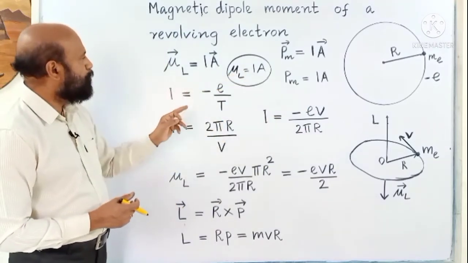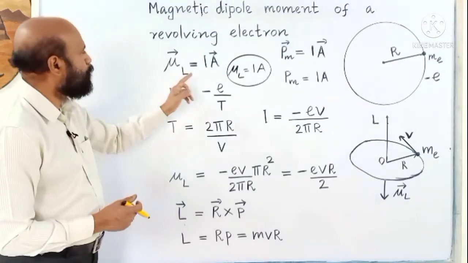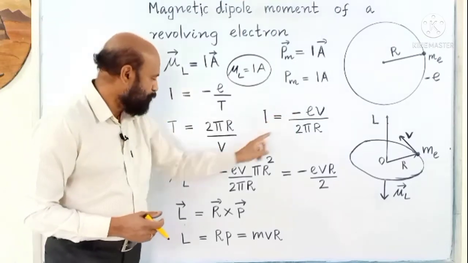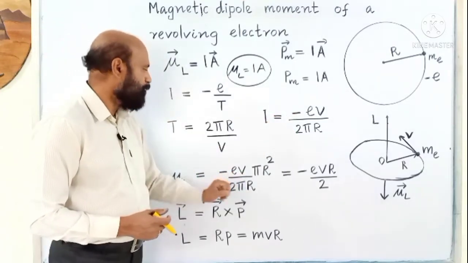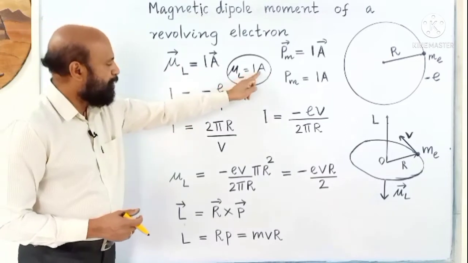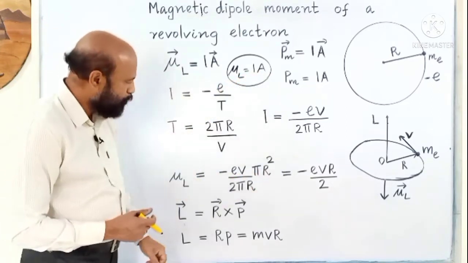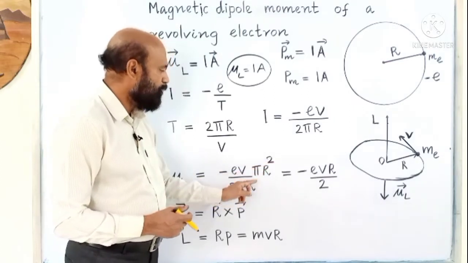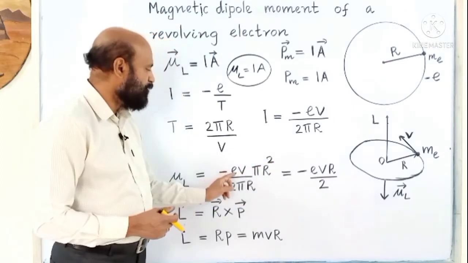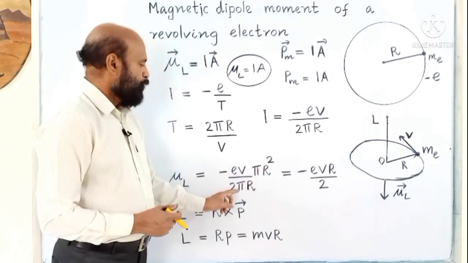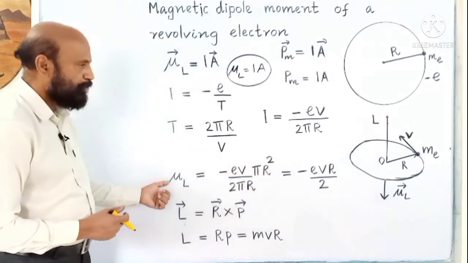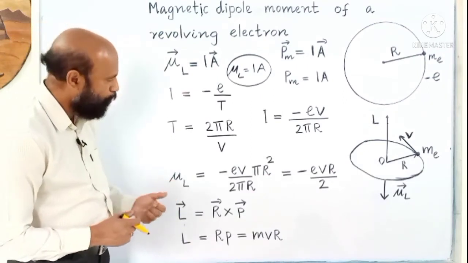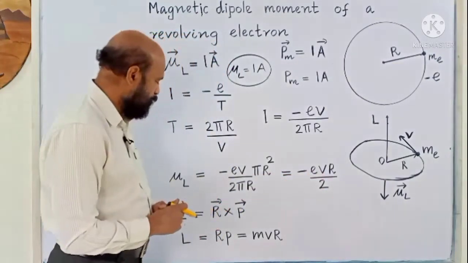Now, we can substitute in mu L. So, in magnitude, mu L is I into A. For this I, we can substitute minus e v by 2 pi r. Then area is pi r square. So, now this pi will get cancelled. Then r square, here r, so one r will get cancelled. So, mu L is minus e v r by 2. So, that is the expression for magnetic dipole moment of a revolving electron.